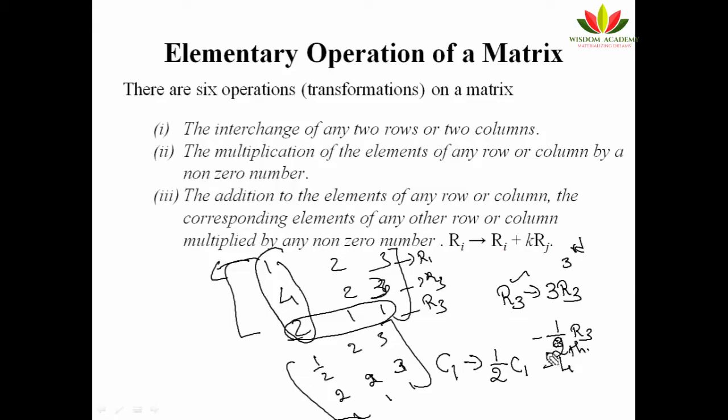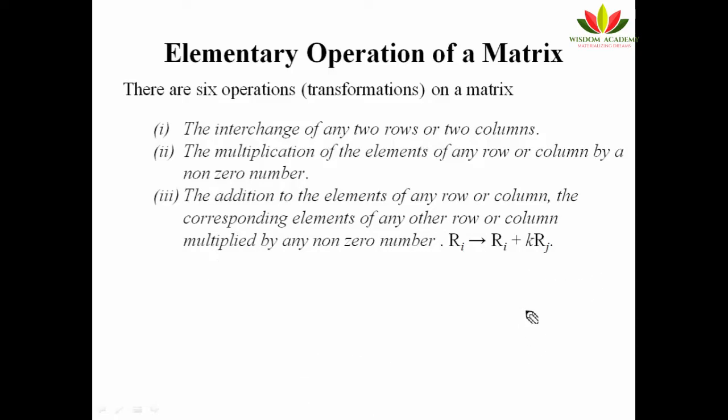Up to now we have seen 4 elementary operations. The first and second are interchanging 2 rows or columns. The third and fourth are multiplying a row or column by a number. And my fifth operation is this one.